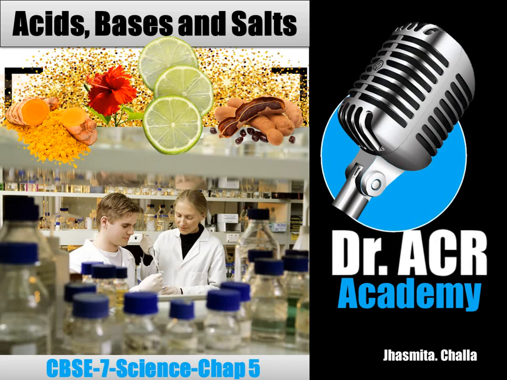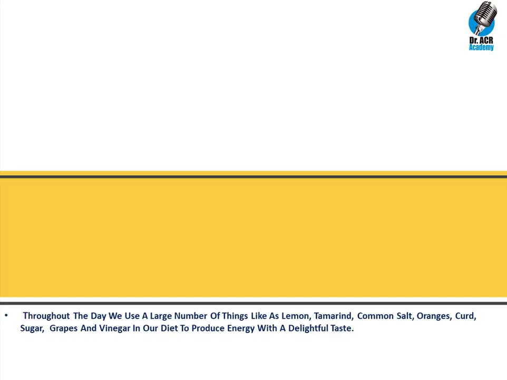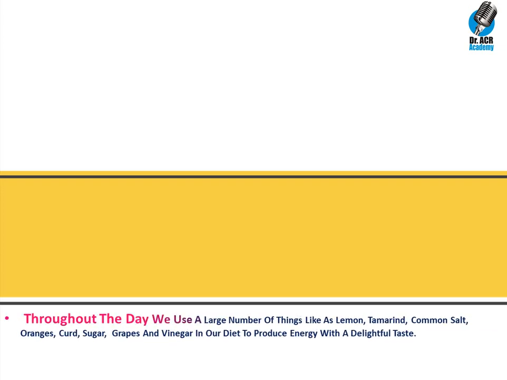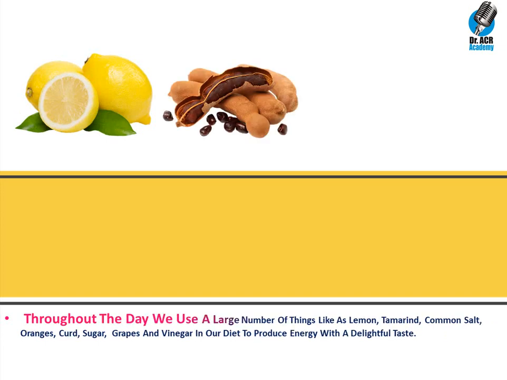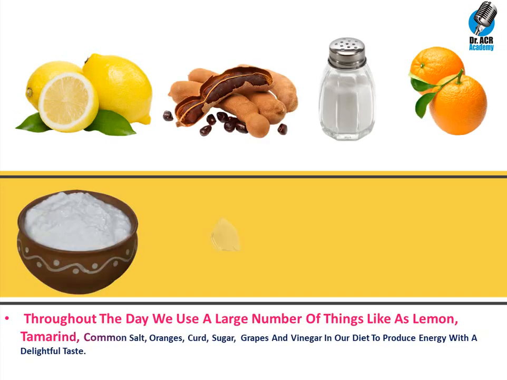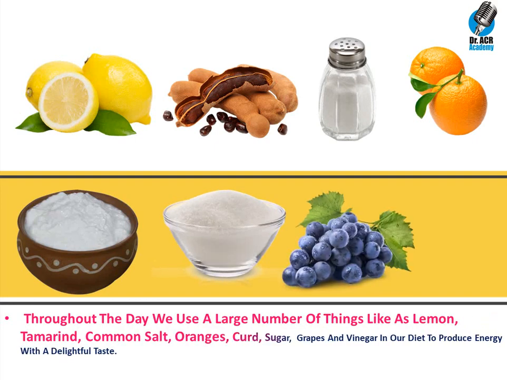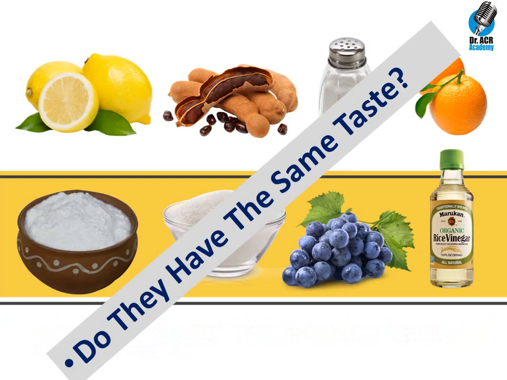Today we are going to study about acids, bases and salts, which is from CBSE-7-Sci-Chapter 5. Throughout the day, we use a large number of things like lemon, tamarind, common salt, oranges, curd and sugar, grapes and vinegar in our diet to provide energy with a delightful taste. But do they all have the same taste?